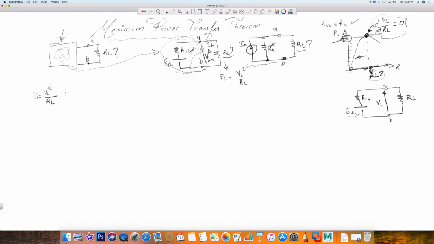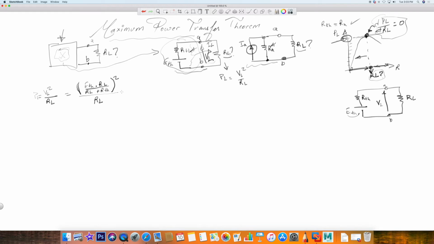So what is that? If you think about it, let's keep this squared. It's ETH times RL divided by RL plus RTH, all of this squared. Remember, that's your VL squared, and everything divided by RL.